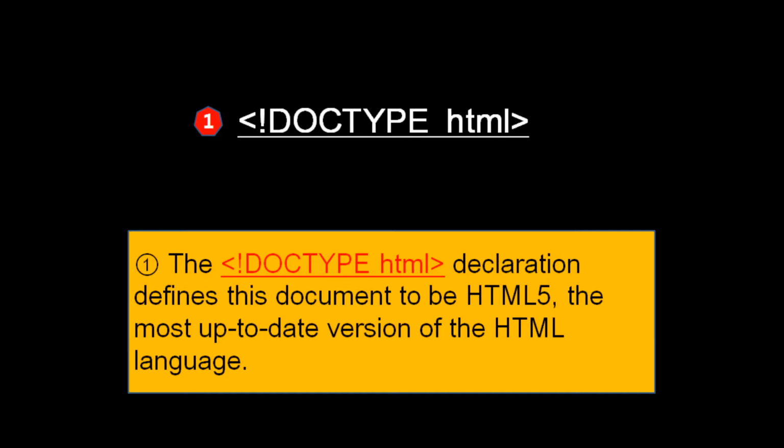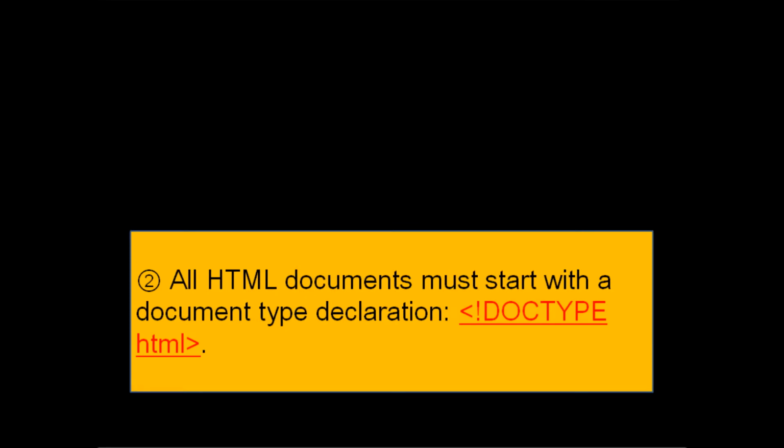The major HTML terms are described below. First, description of doctype HTML. 01. The doctype HTML declaration defines this document to be HTML5, the most up-to-date version of the HTML language. 02. All HTML documents must start with a document type declaration, doctype HTML.